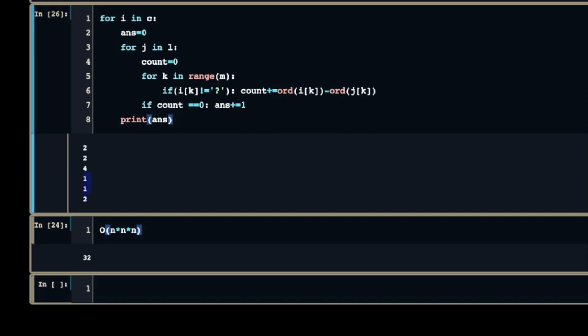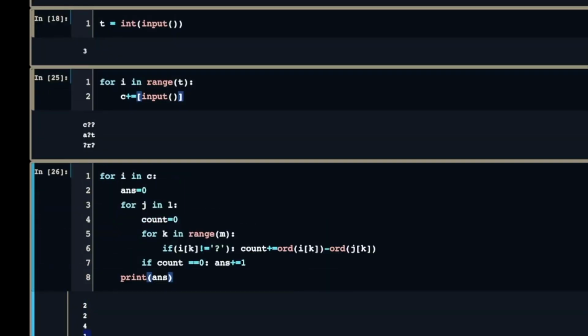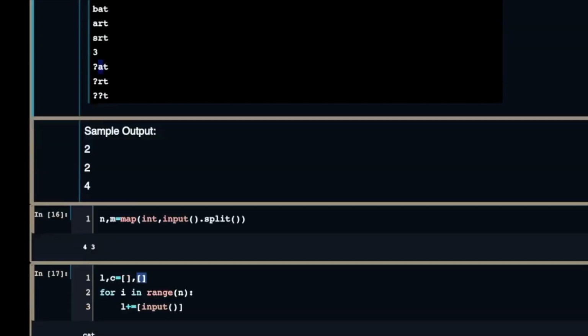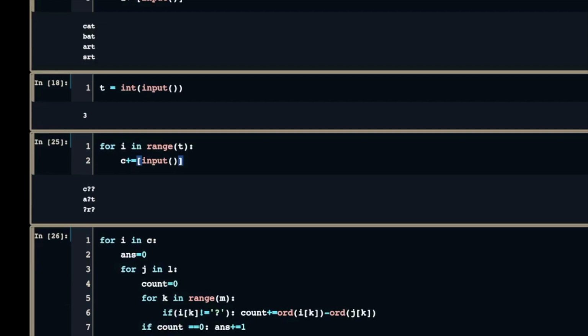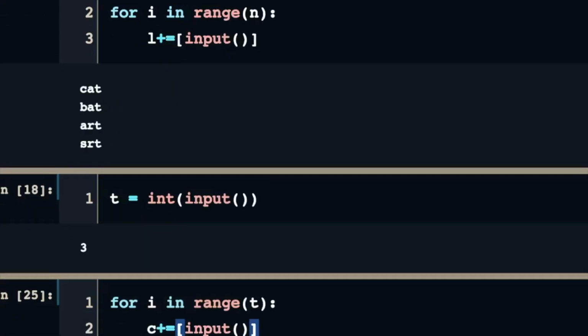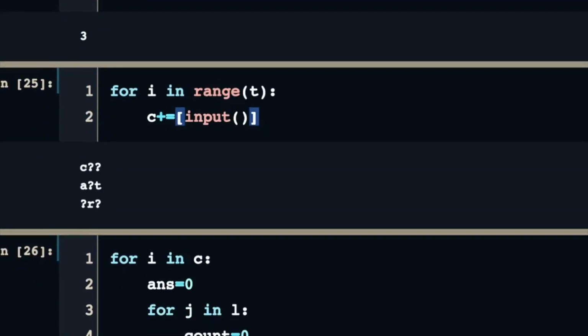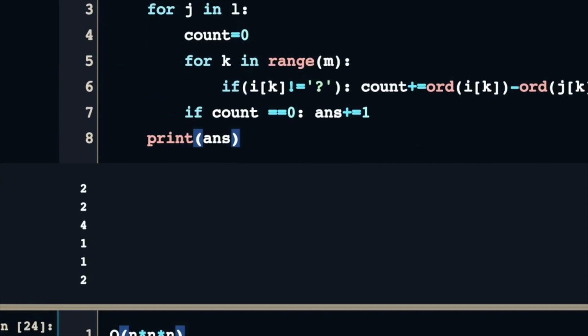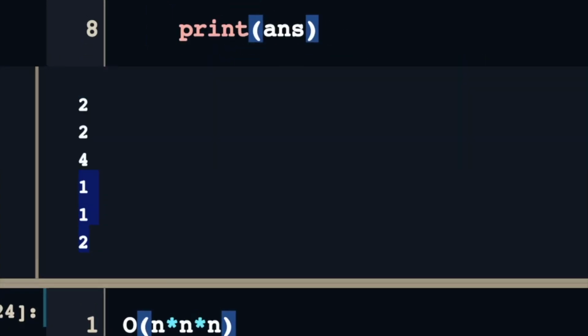This is why I hate Jupyter Notebook. So for C question mark, there's only one word in the dictionary that begins with C. So this is the answer, only one. For A question mark T, there's only one word here. That's why the output is 1. And for question mark R question mark, there are 2 words in which R is the second letter. Therefore, 2 is the output here. You can see these 2 here.